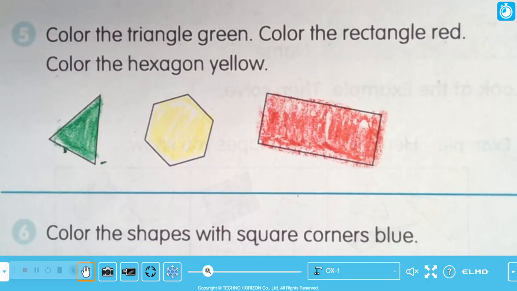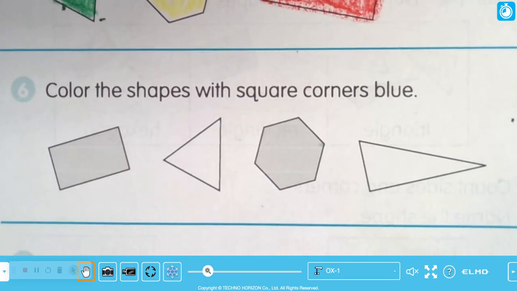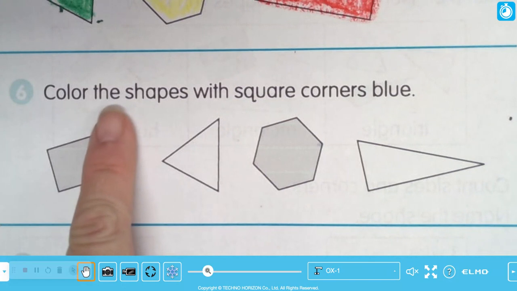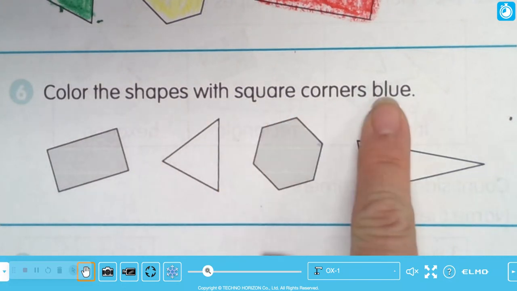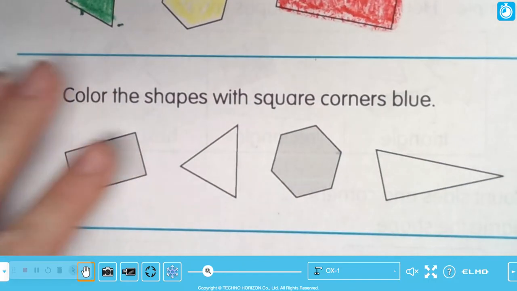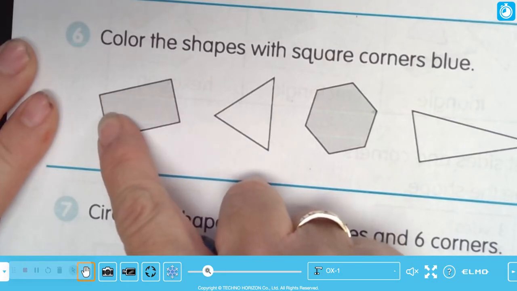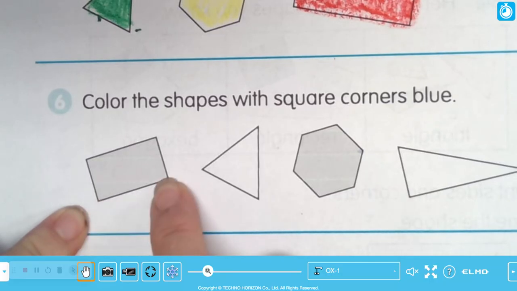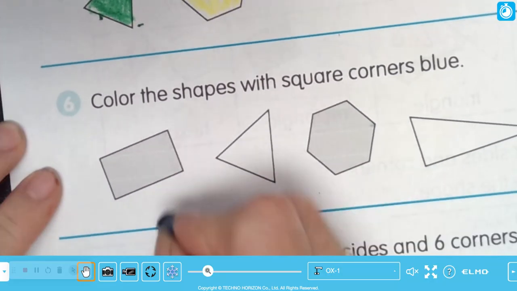Okay, pause. If I'm going too fast and you need more time to color the shapes, pause, okay? Because I'm going to move on if you don't pause. Okay, it says here, color the shapes with square corners blue. So square corners are corners that are like this. They go straight like a square. So this one has square corners because he's got one here, here, here, here. So I'm going to color this one blue.